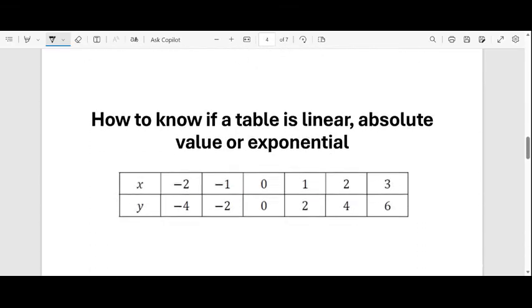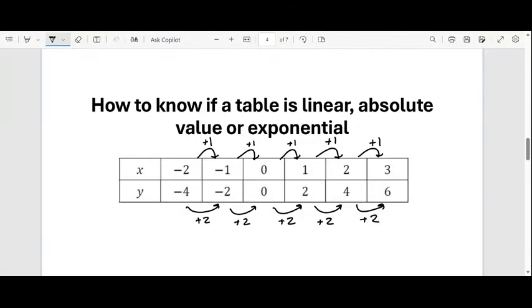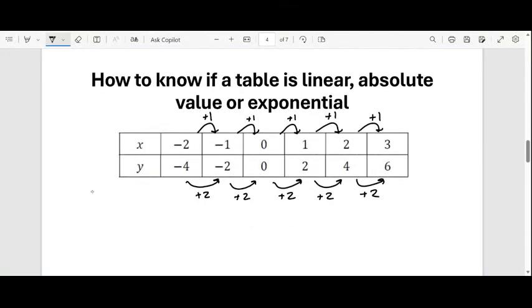Let's do another one. These are all going up by 1. Your y values here went up by 2, up by 2, up by 2, up by 2, and up by 2. So whenever we have that constant rate of change, it's going to be a linear function.